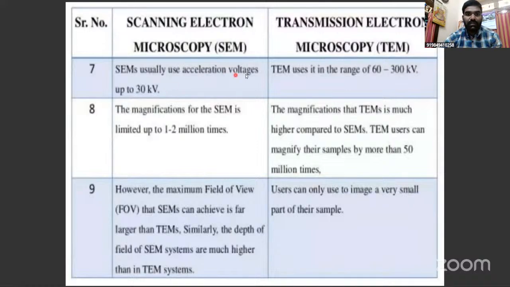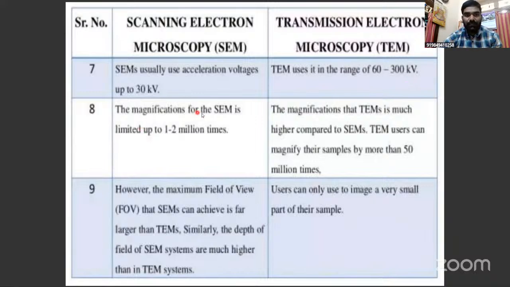SEMs usually use accelerating voltages up to 30 kV. TEM uses a range of 60 to 300 kV.